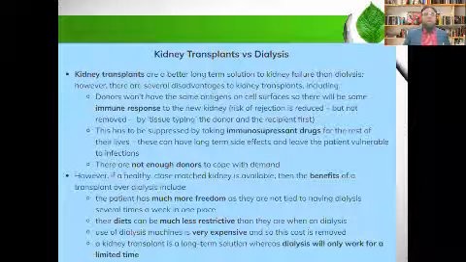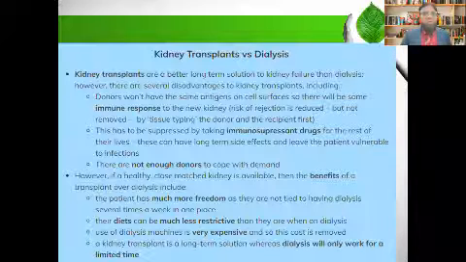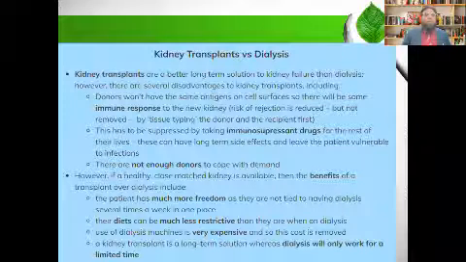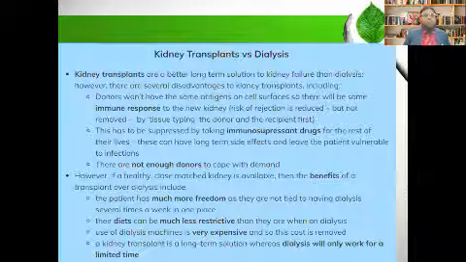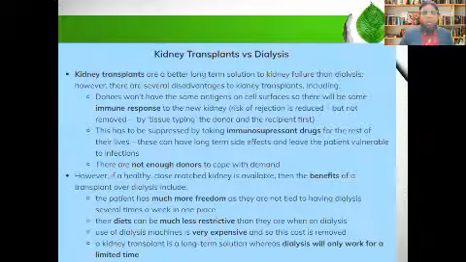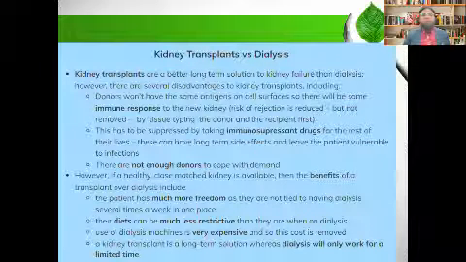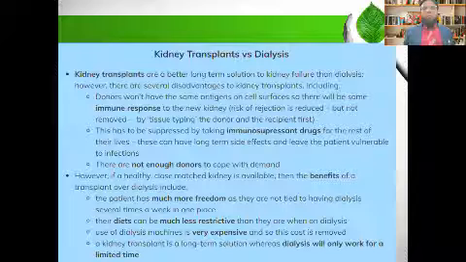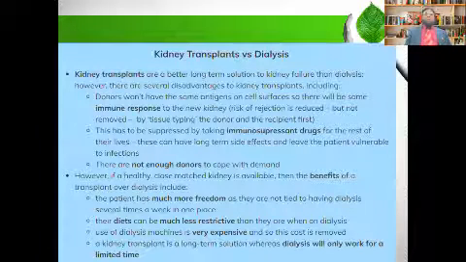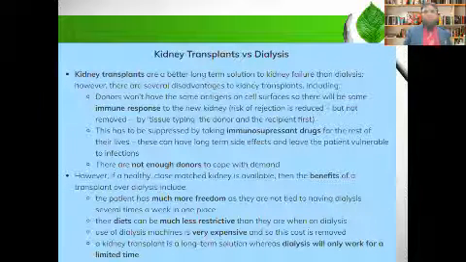However, if a healthy, closely matched kidney is available, then what are the benefits of a transplant over dialysis? The patient has much more freedom, as they are not tied to having dialysis several times a week in one place. If the kidney transplant is successful, then the person gets rid of dialysis, which takes much time, and also wastes a lot of money, and the person has to give too much time to the hospital.